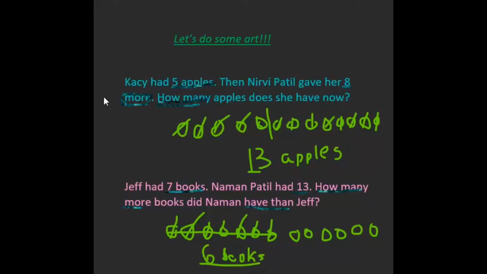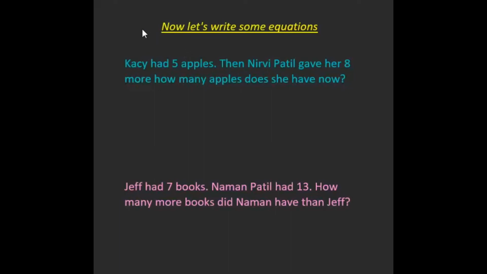Okay. So now that we have drawn stuff out, let's use the same word problems, but this time we're writing equations, not drawing. When you're drawing, you can use an equation to make sure that you're right. And when you're writing down an equation to answer, you can use a drawing to make sure that equation is correct. So let's start writing down some equations then.